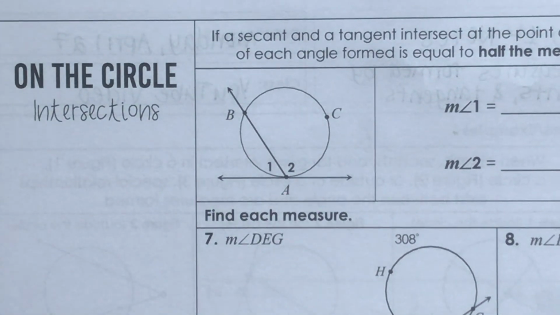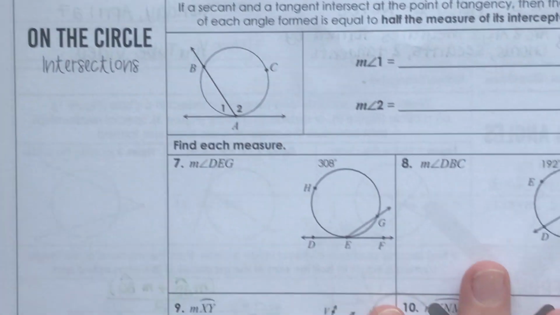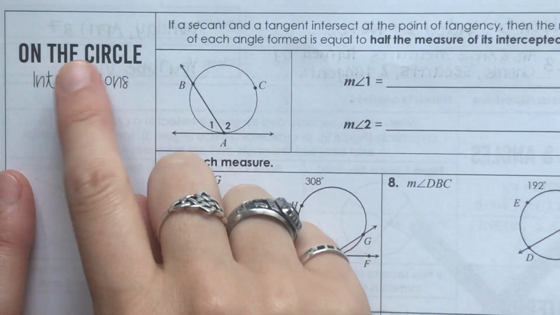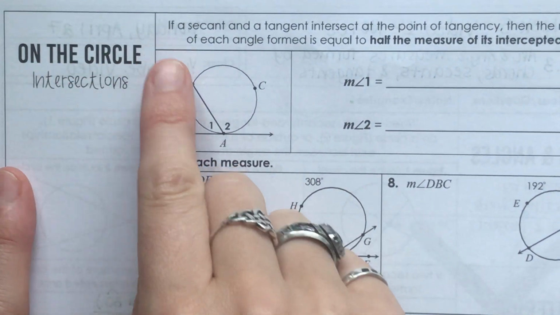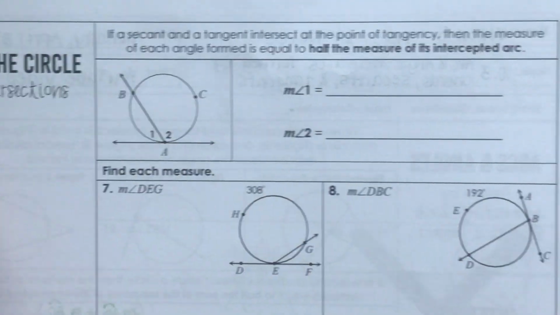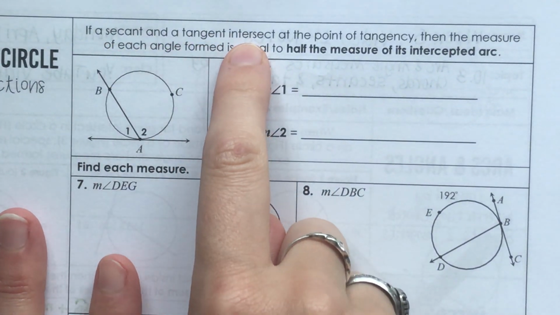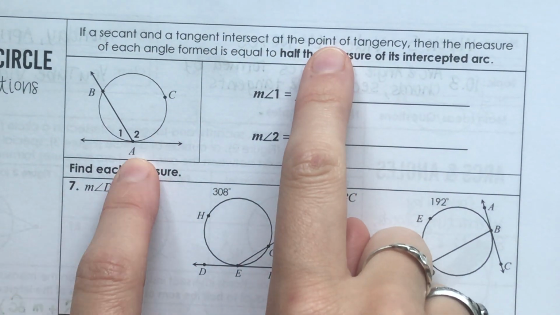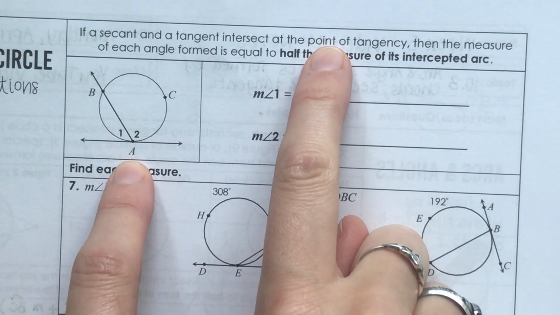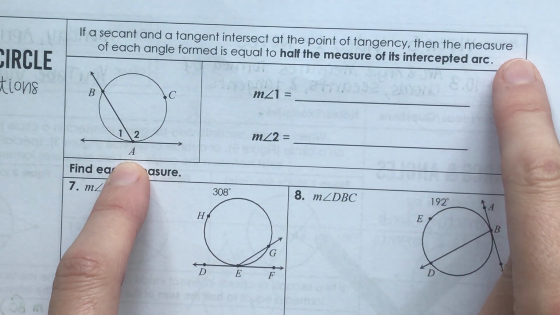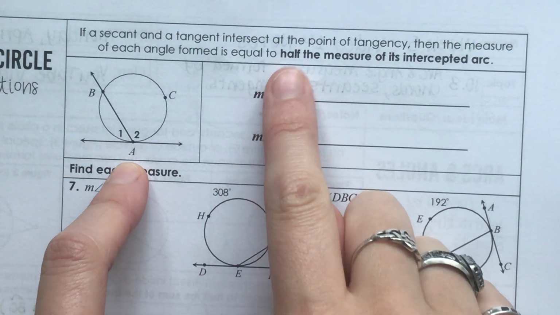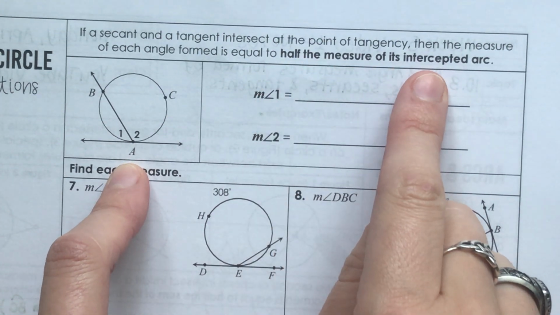Next section is if lines are created on the circle. So we're not talking about interior, we're talking about on the circle at one point. If a secant and a tangent line intersect at the point of tangency, so it's the point on the circle, then the measure of each angle formed is equal to half of the measure of its intercepted arc.